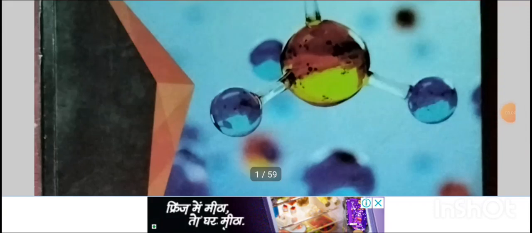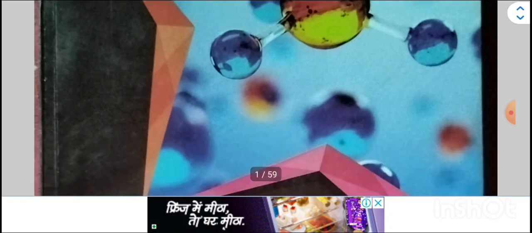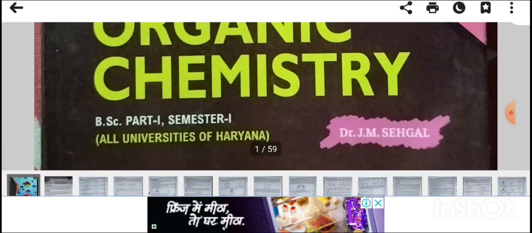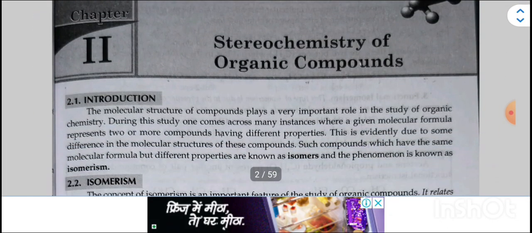Today we will discuss the chapter Stereochemistry of Organic Compounds of BSc First Year Chemistry Honors of Organic Chemistry. Book: Modern. Stereochemistry of Organic Compounds. Introduction.